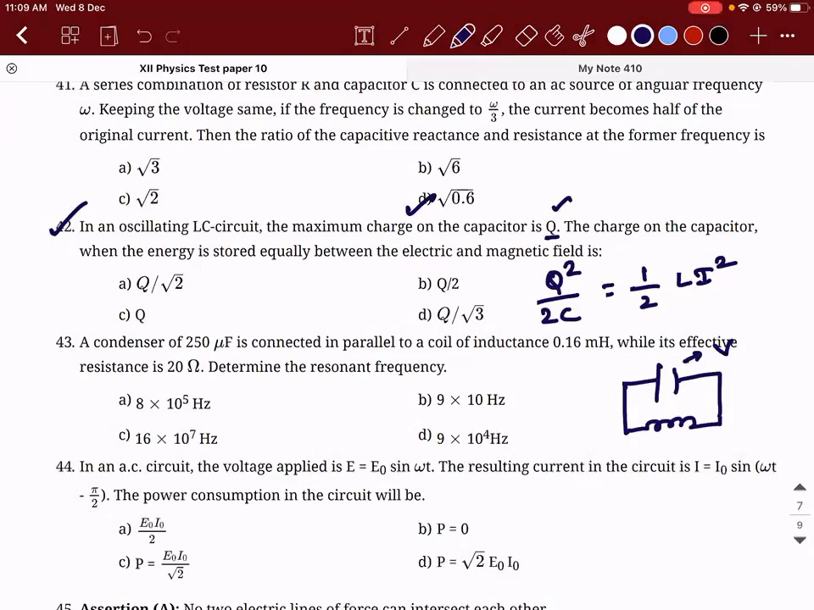You can use QV, but how will you know the extent to which it is charged? So when you do it practically, you will be able to know only the value of Q and the capacitance C because you would have bought it from some shop. So you can know the charge and C. You're able to understand. So you'll use Q square by 2C is equal to half Li square. One minute. In an oscillating circuit, the maximum charge on the capacitor is this much.